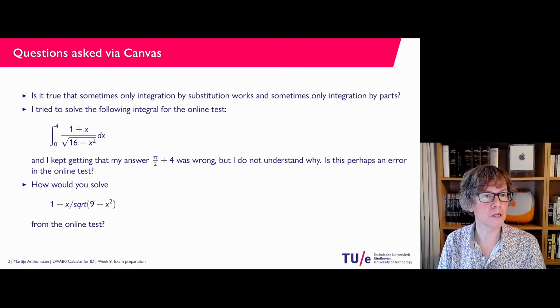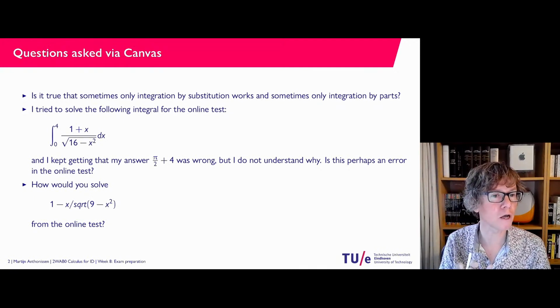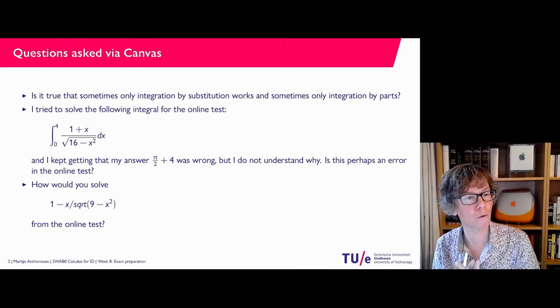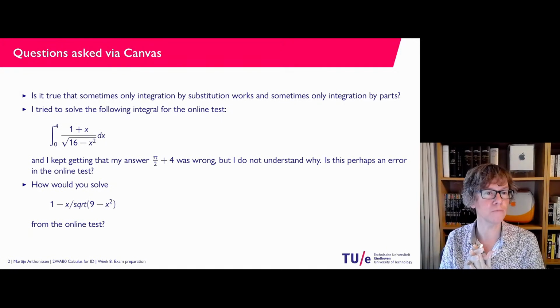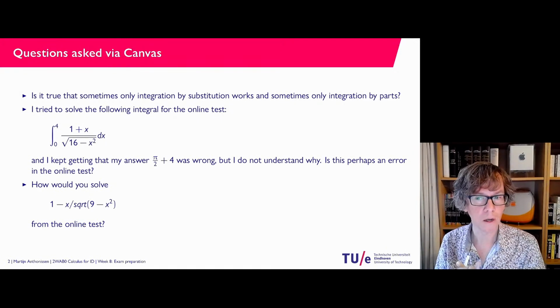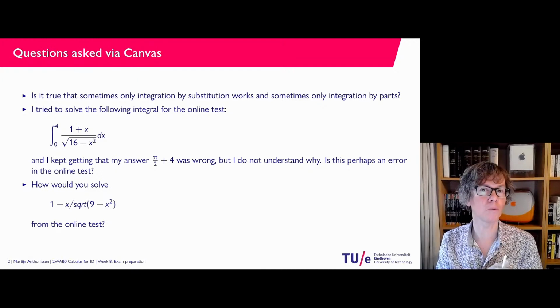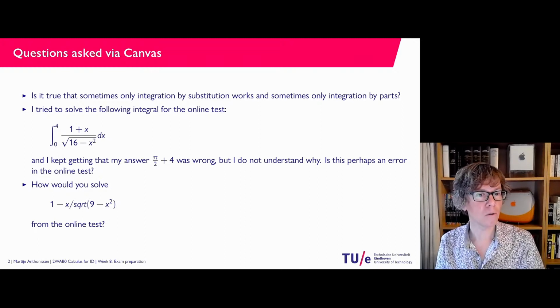And then the next question is, I tried to solve the following integral for the online test, the integral from 0 to 4 of (1 plus x) over the square root of 16 minus x squared dx. And I kept getting that my answer was wrong. This answer is correct, and I've already reported that because I already got emails about it. So I have forwarded this question, and I've asked the people to change that in the online test. So indeed, this is the correct answer.